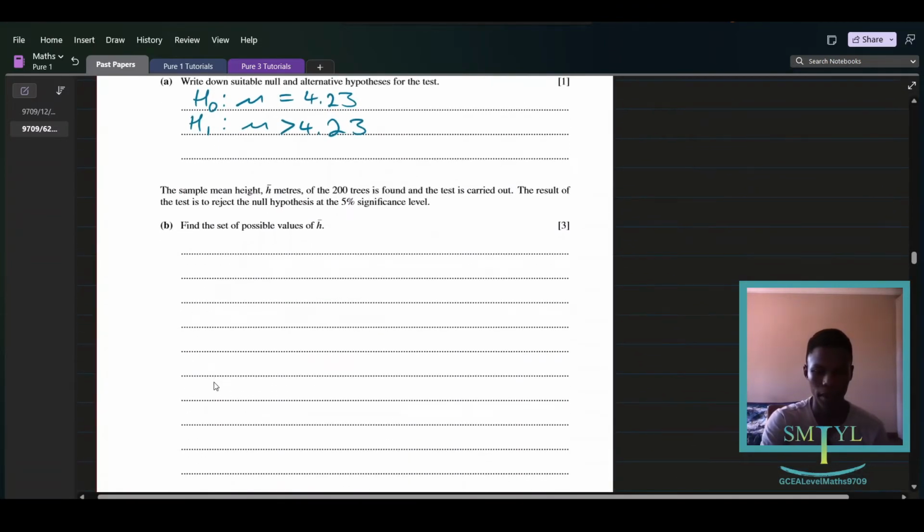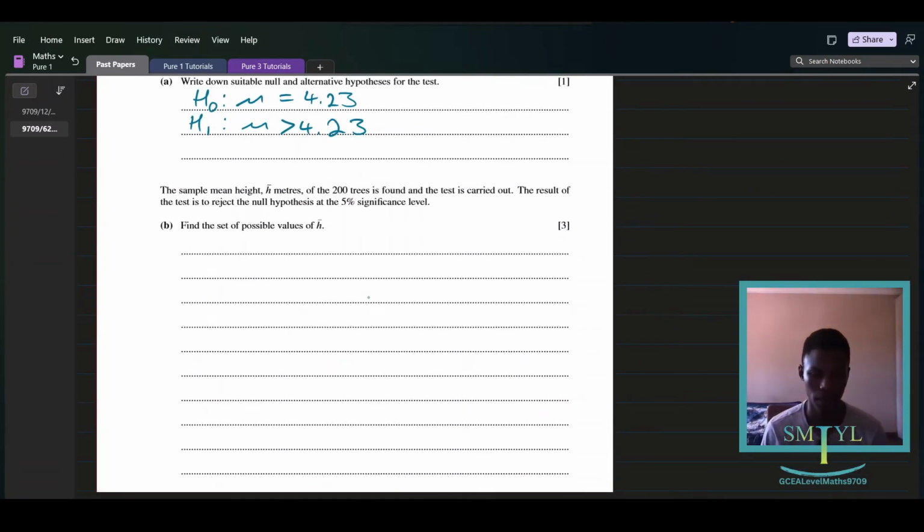Okay. So what we can do is sketch our bell curve. We know that our test is being carried out at the 5% significance level and it's an upper tail test. So it means that this region over here is 5%, meaning that that region over here is 95%. So if we go to our normal distribution tables, we know that our z value here will be 1.645.